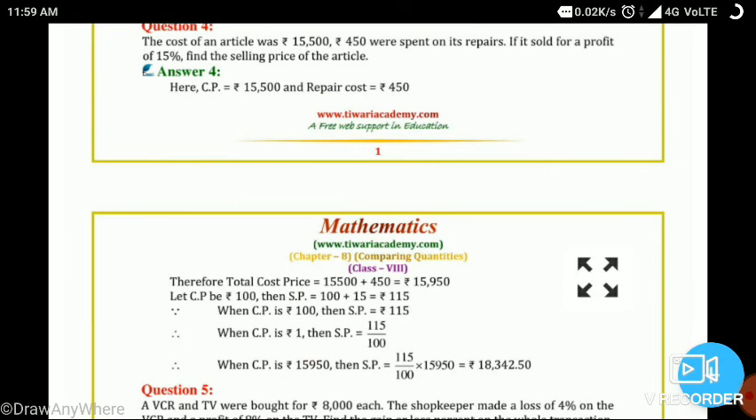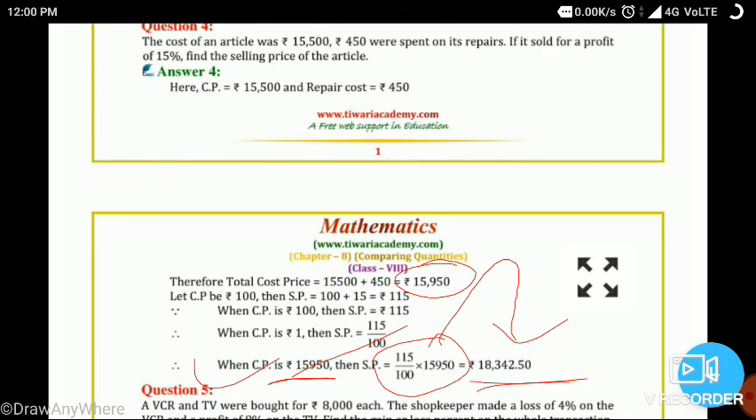Now see, in our question we found the total cost price 15,950, right? So CP is 15,950, then SP is equal to how much? So here also we use the same method, okay, as we did in question number 3. Okay, so cross multiply: 115 upon 100 into 15,950. Okay, and after the simplification of this we will get this amount, 18,342.50. Okay students, understood?